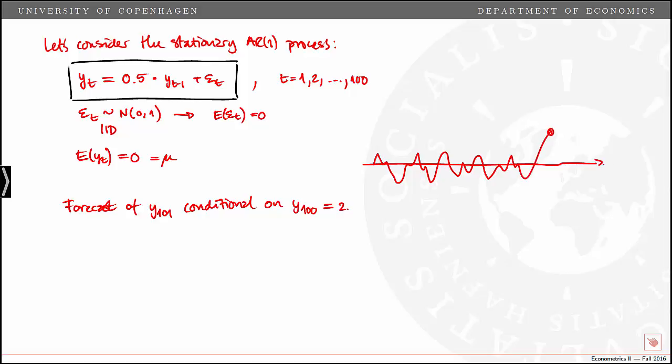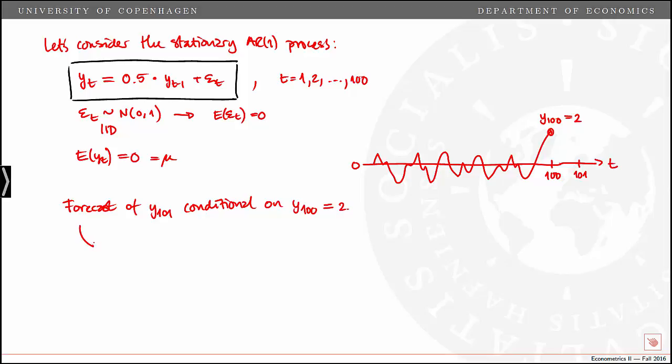So what we have here is t. This is equal to 100. And here we have observation y_100, which is equal to 2. What we have here is 0. So this is the unconditional mean of the process. If we want to make a forecast at point 101, conditional on the observation that y in period 100 was actually equal to 2, how do we do that?